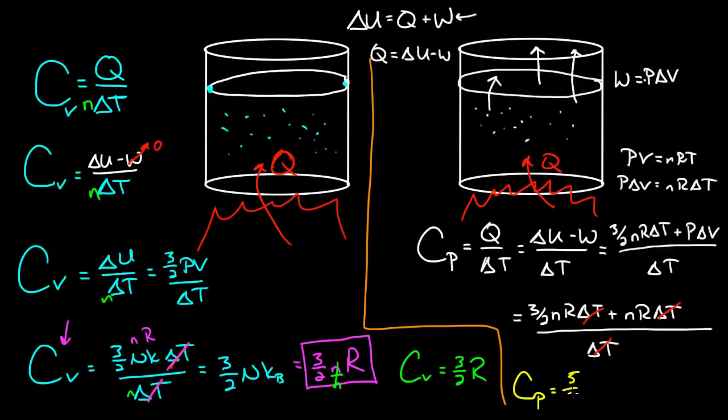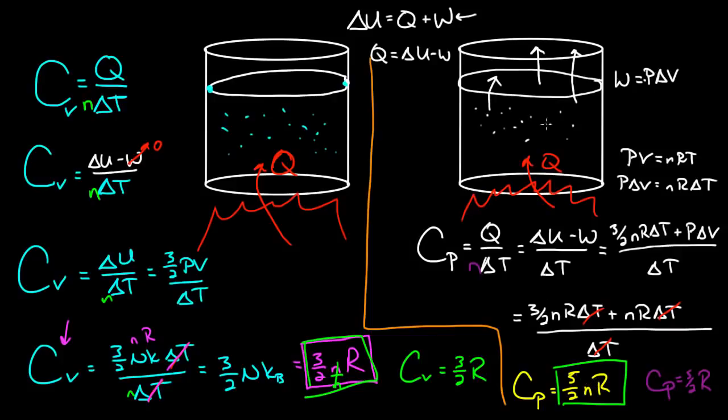That's just 5/2 nR. And if I wanted the molar heat capacity, again, I could divide everything around here by little n, and that would just give me the molar heat capacity at constant pressure would be 5/2 R. And notice they're almost the same. The heat capacity at constant volume is 3/2 nR, and the heat capacity at constant pressure is 5/2 nR. They just differ by nR.